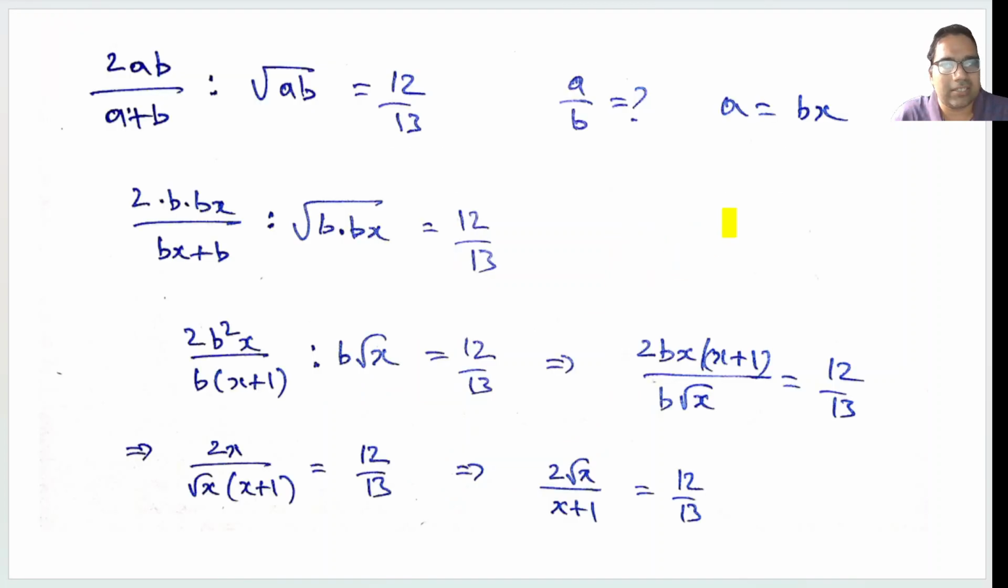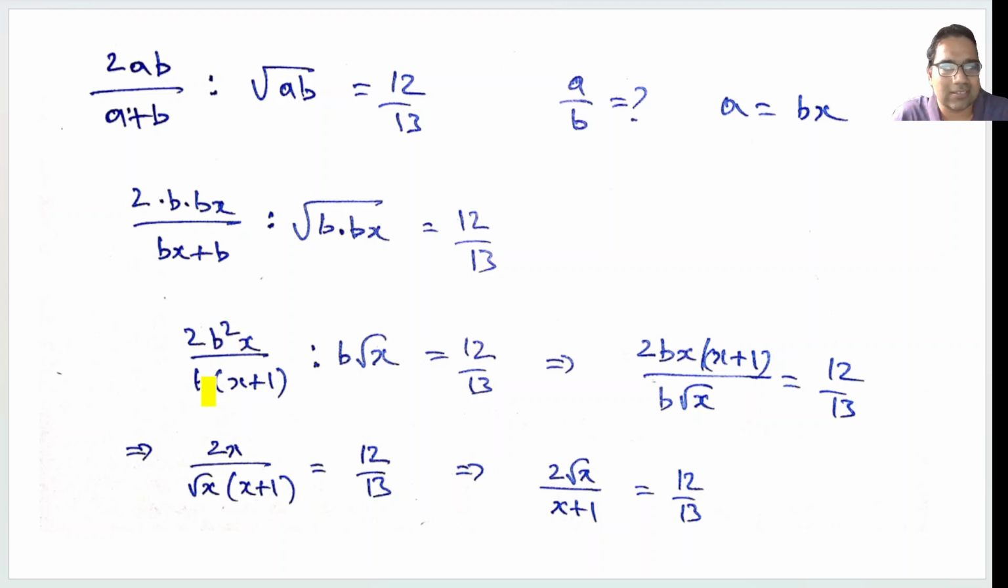Then what will A be? A will be Bx and B will be B. Let us substitute this Bx here. 2AB, that is 2 into B into Bx, by Bx plus B, equals root of B into Bx, that is B root x. This equals 12 by 13. So this becomes 2B square x by B times x plus 1, equals B root x, equals 12 by 13.